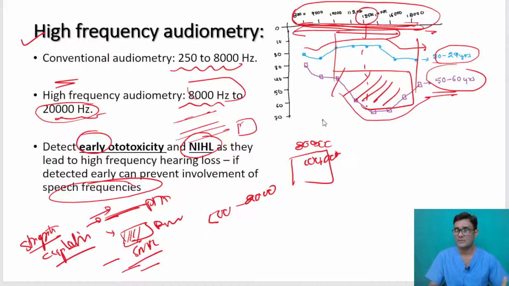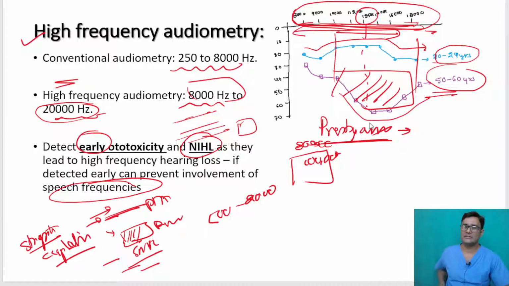Presbycusis cannot be stopped. There is nothing you can do. This is hearing loss associated with aging. Even if you detect high frequency hearing loss at 50 to 60 years, what can you do? Nothing. Okay, so this is useful mainly in early ototoxicity and noise induced hearing loss. So this definitely has a role in those two settings.